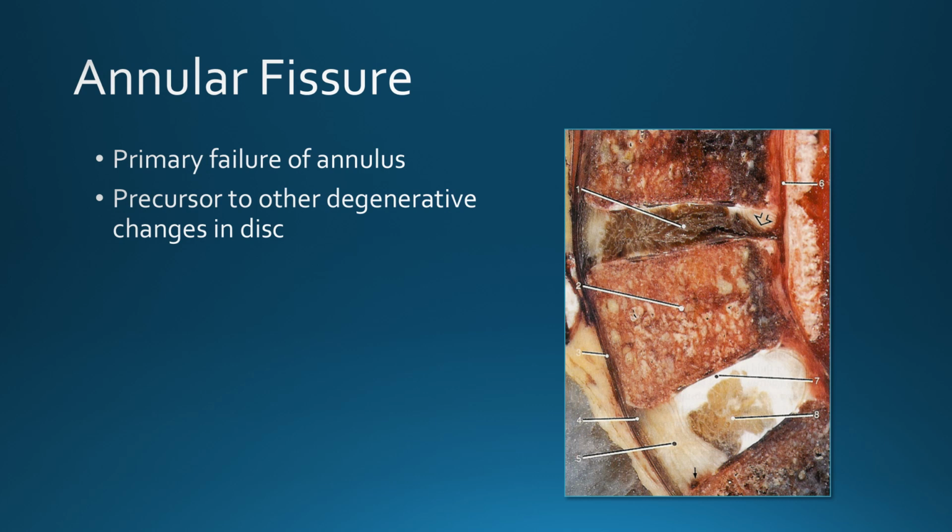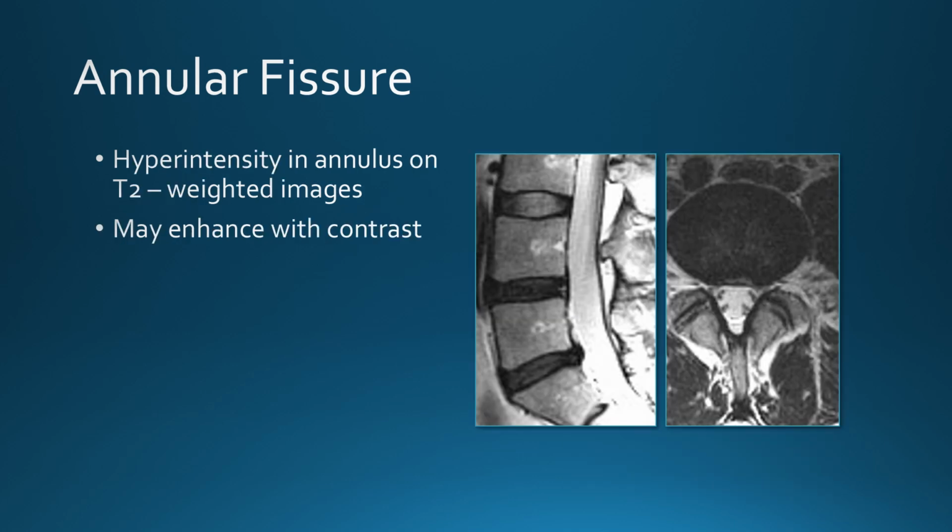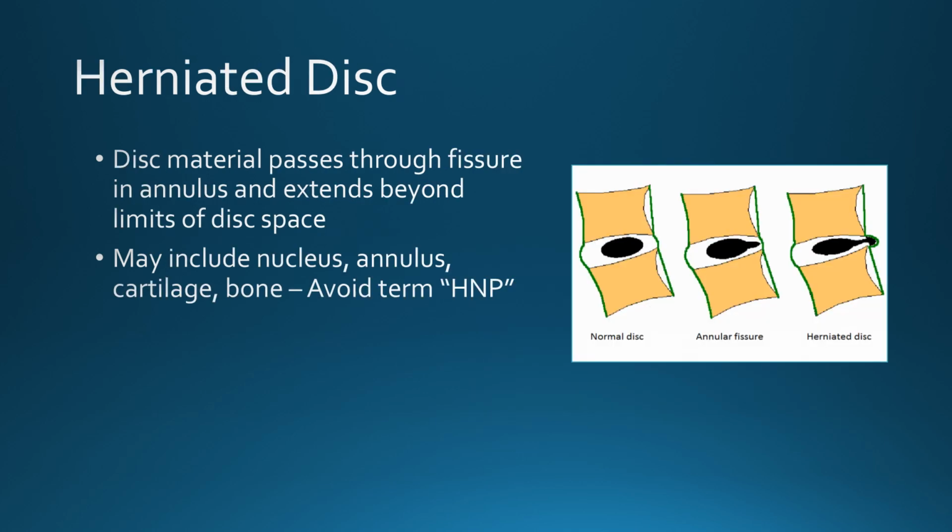One of the earlier features of disc degeneration is development of annular fissures. On the anatomic section, this is an annular fissure over here with the arrow. This is a fissure or tear within the annulus, and this can be associated with back pain, but this is often a precursor to other degenerative changes in the disc, such as herniation. So annular fissures are hyperintense on T2, so we can see one here, hyperintense on T2. Here it is on the axial image, and they often enhance with contrast.